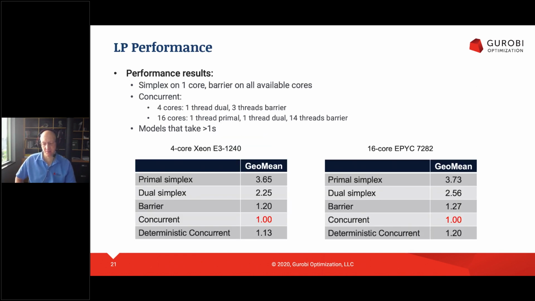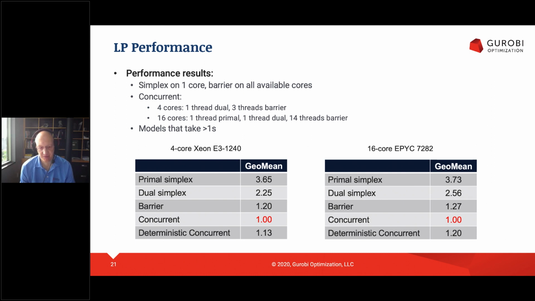So let me say a few words about performance of these various options. What I'm showing here is performance results for two different machines. On the left, the table is for a 4-core Intel Xeon machine, on the right, a 16-core AMD EPYC machine. I've taken a test set of about 1,300 linear programming problems, and then I've run primal simplex, dual simplex, barrier, deterministic concurrent, and non-deterministic concurrent on those machines.